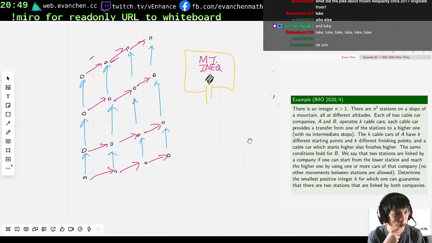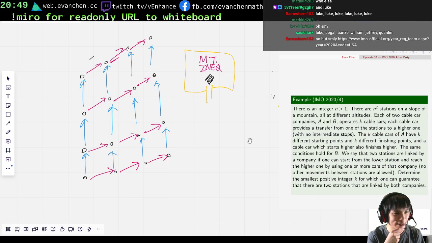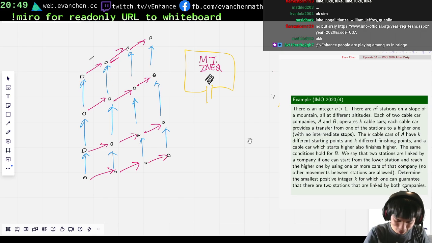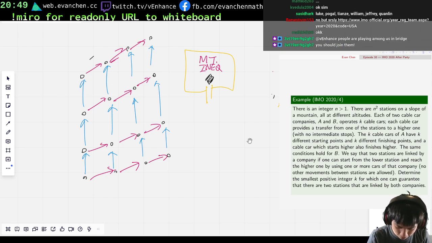Like, okay, that happened. And I saw this and I was like, this has gotta be it. This is the type of construction, because it actually uses the fact that it's a square. So, k equals n squared minus n fails.